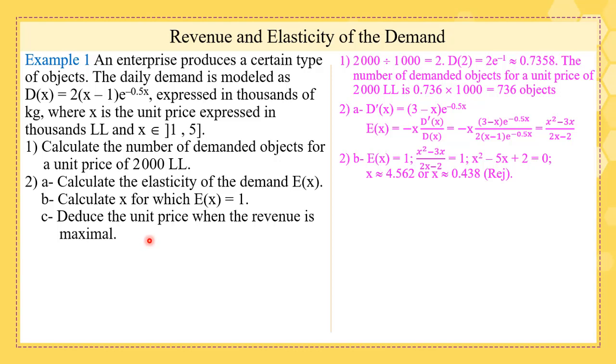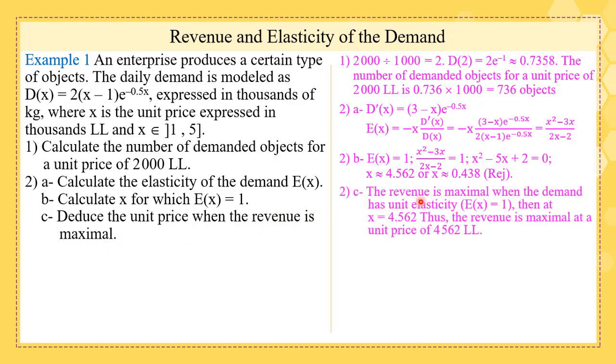Please pay attention. The revenue is maximal when the demand is unit elasticity. That means E of x equals 1, and this equation is solved in the previous part. Hence, the solution is x equals 4.562. Thus, the revenue is maximal at a unit price of 4,562 Lebanese Lira. Here, we answer the question by multiplying the value of x by its unit.